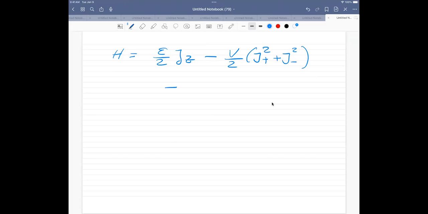And then you have a minus w of j plus j minus plus j minus j plus, minus n, which is a number operator. And this n counts simply the number of particles which are present. So when this one acts on a state, that simply gives you as eigenvalue the number of particles which are present.